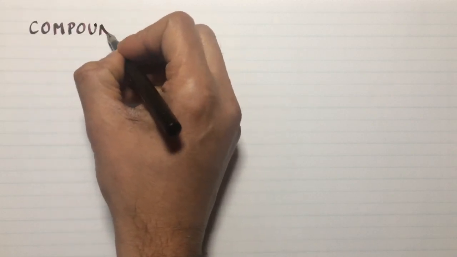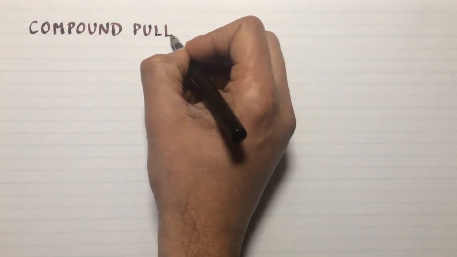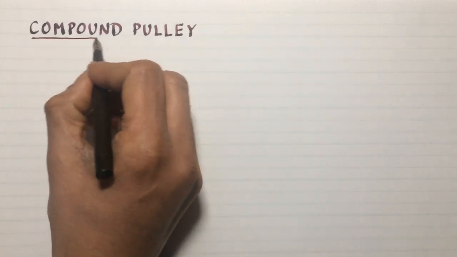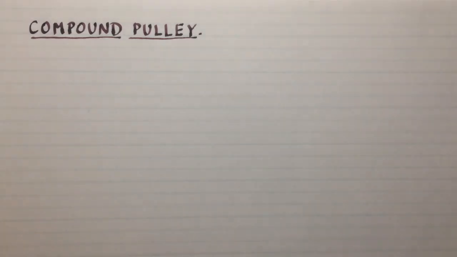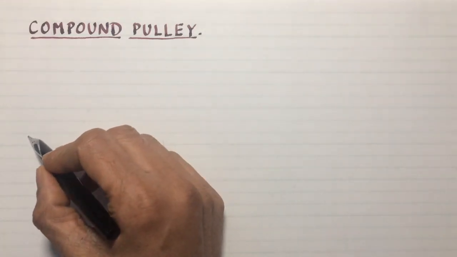So class, today I'll be doing an example of what I'd like to call a compound pulley problem. A compound pulley is exactly what it sounds like. It's going to be a pulley that's got two different radii on the same pulley. And I'm going to just make up a problem to solve.